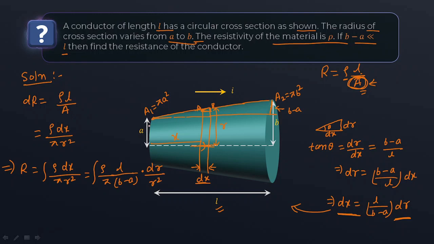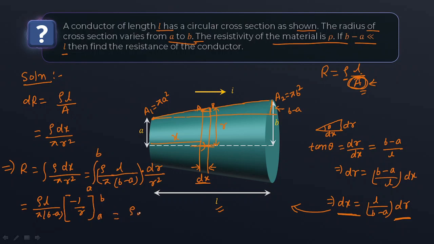So we can say the limit is from A to B. Now simplify. Rho L by pi times (B minus A), all these terms are constant, so we can take them out. Now the integration of 1 by r square is what? Minus 1 by r, with limits from A to B. Hope it is clear to everyone.